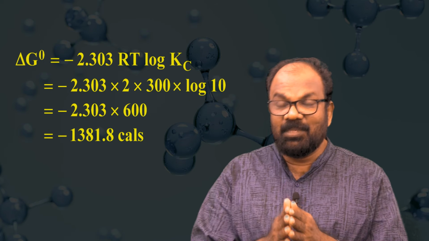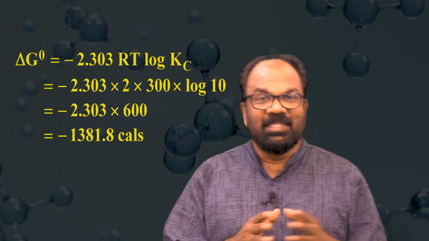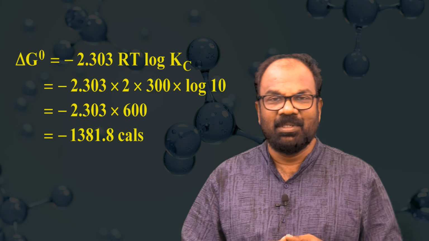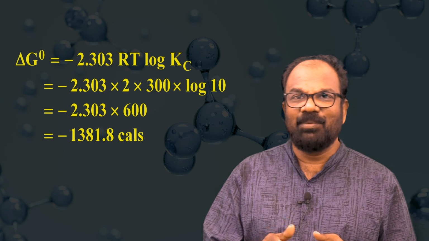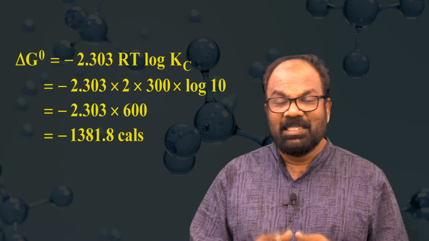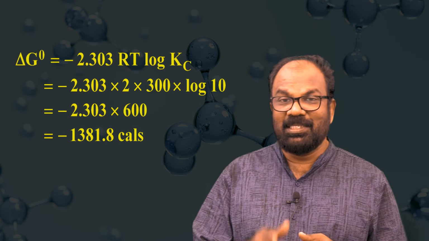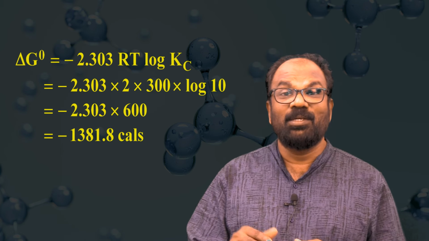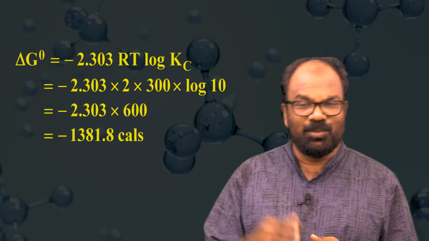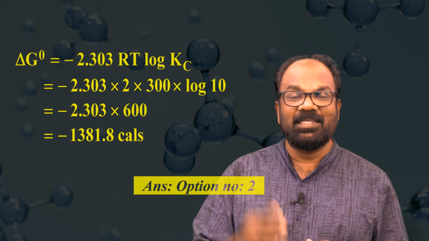We know the relationship between the standard free energy change delta G0 and equilibrium constant Kc, which is delta G0 is equal to minus 2.303 RT log Kc. Here R is equal to 2 calories per Kelvin per mole, temperature T is equal to 300 Kelvin and Kc is equal to 10. Substituting these values, the equation becomes delta G0 is equal to minus 2.303 into 2 into 300 into log 10. Log 10 is equal to 1. Therefore, it is equal to minus 2.303 into 600. That is equal to minus 1381.8 calories. So here the answer is option number 2.